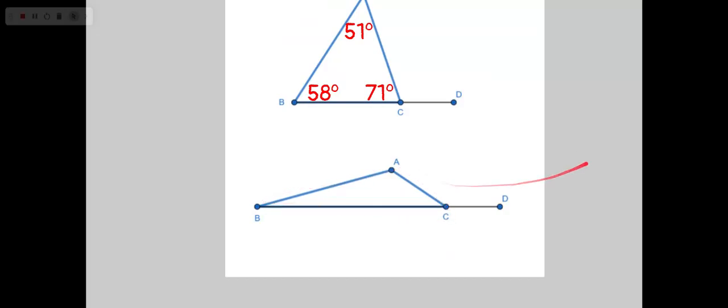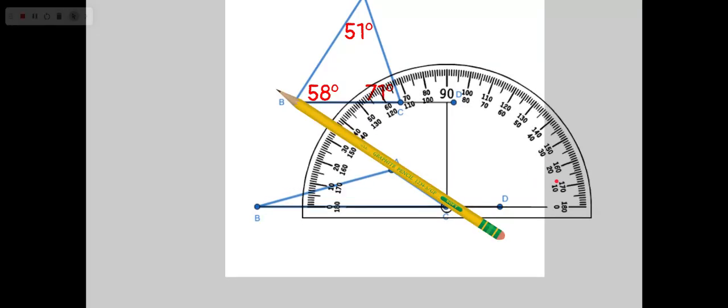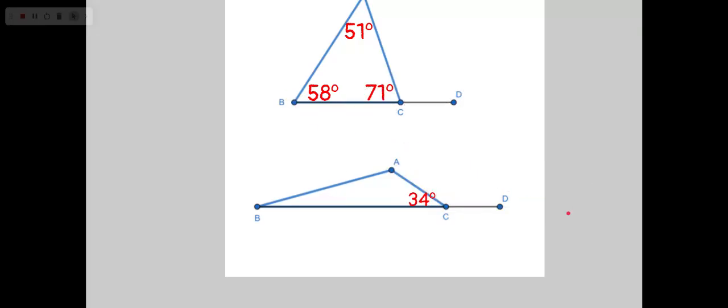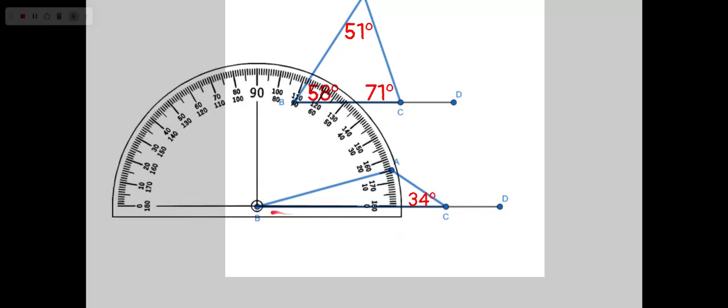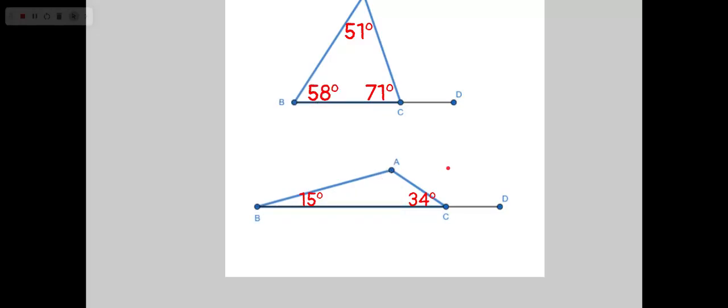Okay, this one is obtuse, but let's just measure it. If my angle doesn't reach, I can use my pencil to extend it. So this angle on the right, this angle C, it's acute. It's going to be 34 degrees. And the angle on the left, I don't need to use my pencil this time, but it's acute also, so I'm going to use the inside numbers, not the outside numbers. So it is 15 degrees, because it's between 10 and 20, so 15 degrees.